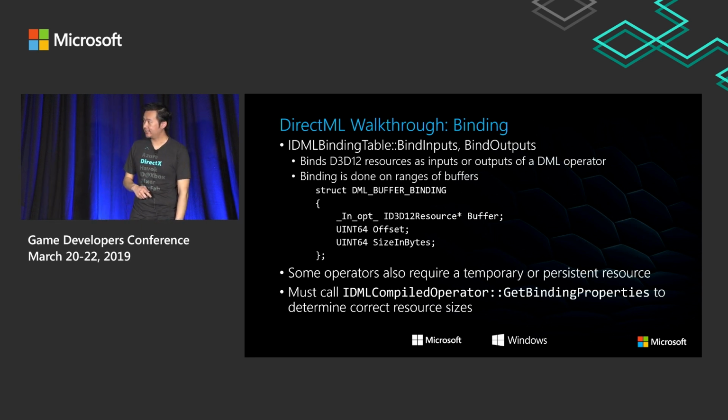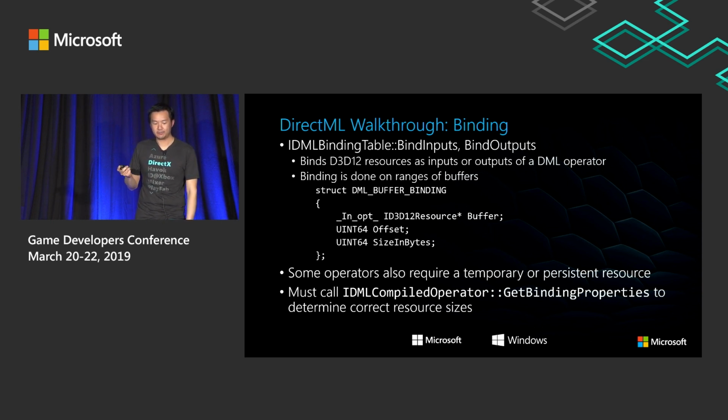I should mention that some operators also require what we call a temporary or persistent resource, and the cases in which we'd use that is, for example, if we're doing a huge multi-level reduction. We may need some intermediate data on the GPU, and that's when we would use the temporary resource. You must always query DirectML using GetBindingProperties to ask us how many bytes we need for our temporary and persistent resources. You can never assume anything about it.